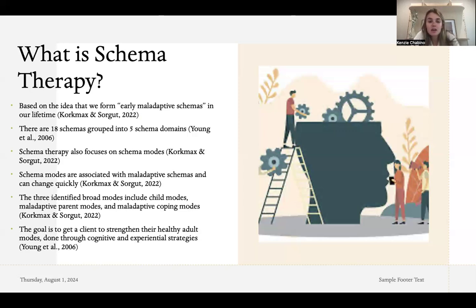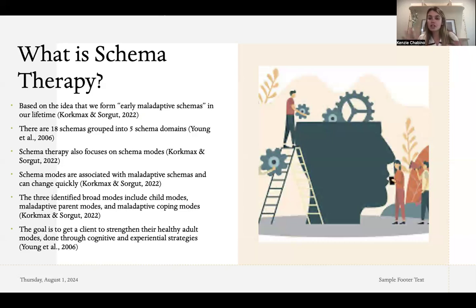Schema therapy also focuses on schema modes, which is very important. An example of a schema would be feeling like one of the domains, one's need for connection, is not met. Then what do we do based on that would be our schema mode. So do we withdraw? Do we overattach? Do we engage? It'd be how we operate based on that schema.